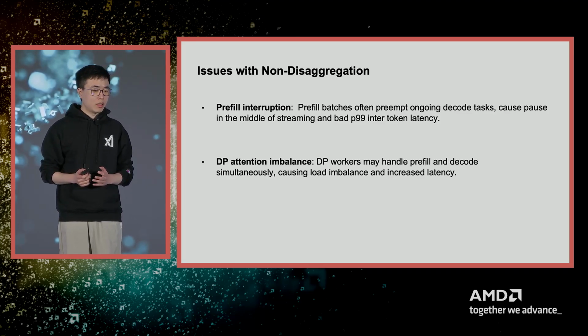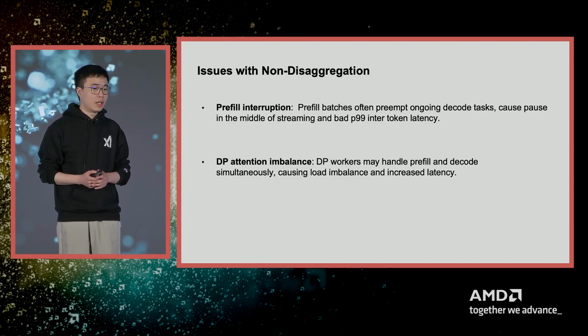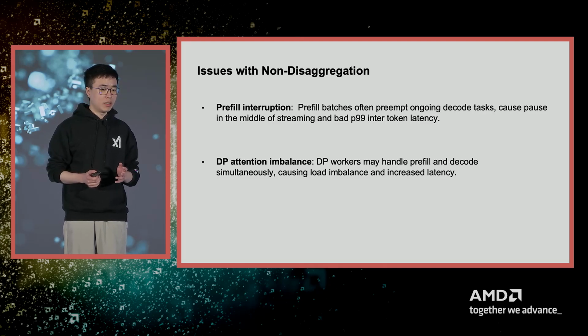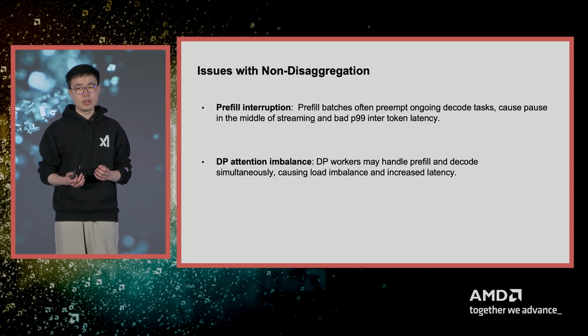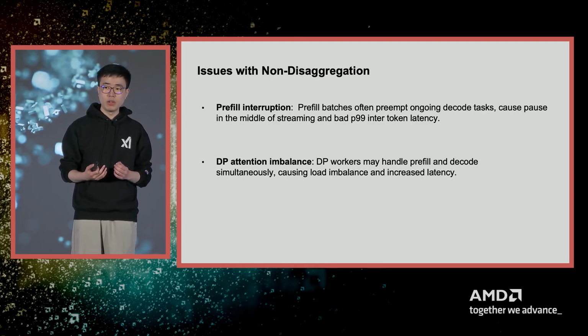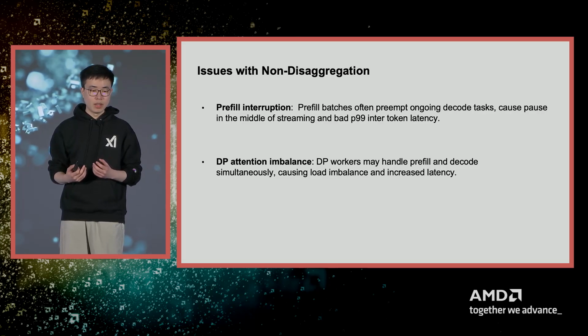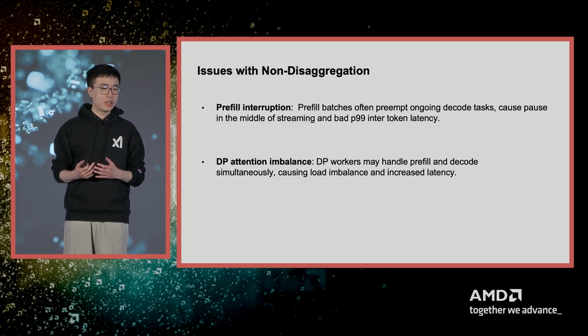The second one is DP attention imbalance. DP attention here means data parallelism for attention. It's a kind of parallelism strategy. If you run this parallelism strategy without prefill-decode disaggregation, then different DP ranks will actually run different phases. Some DP ranks run prefill, and some other DP ranks run decode. And when you combine them, they have to wait for each other after every layer. This creates a huge imbalance and increases the latency, so it's very inefficient.